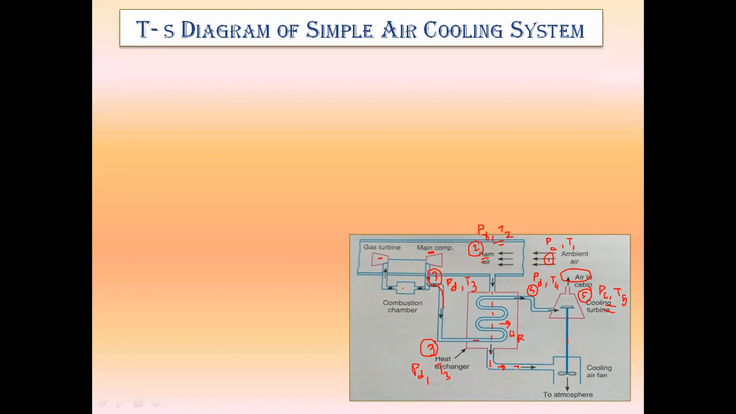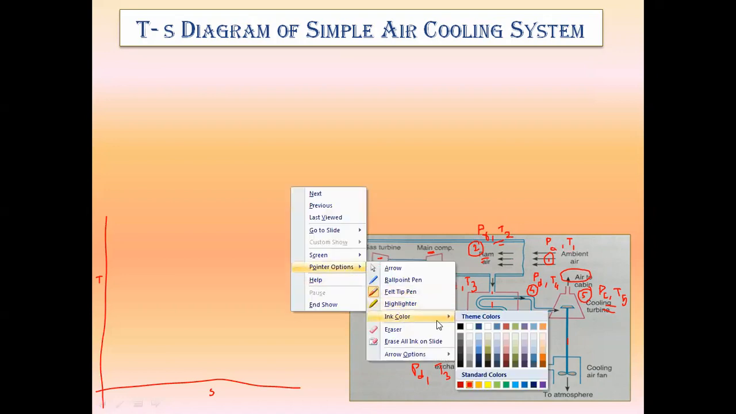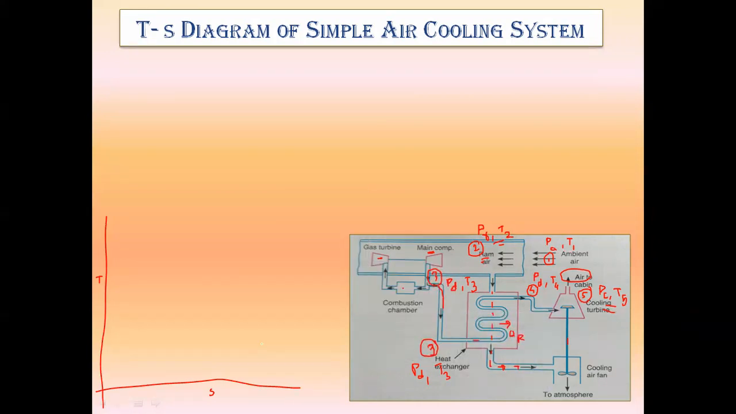Now if I want to draw the TS diagram for this simple air cooling system, then for drawing that TS diagram, I have to take the temperature on the y-axis, entropy on the x-axis, and I have to indicate point number 1. To locate point number 1, as point number 1 has the ambient pressure and temperature T1, first of all, I need to represent the ambient pressure line on this TS diagram.